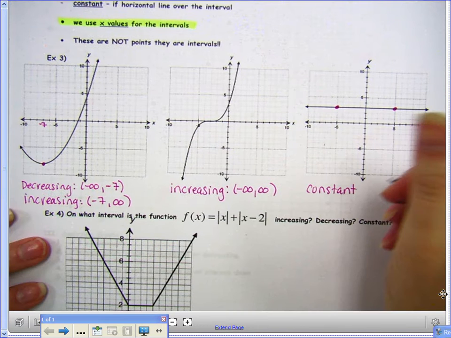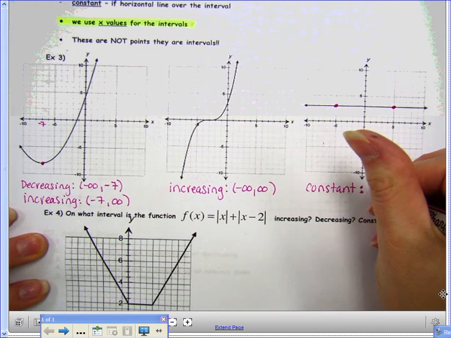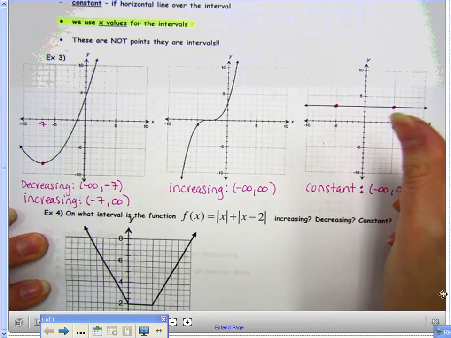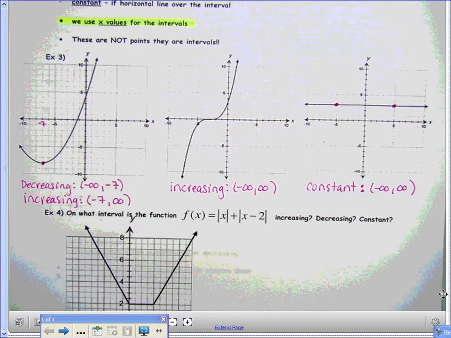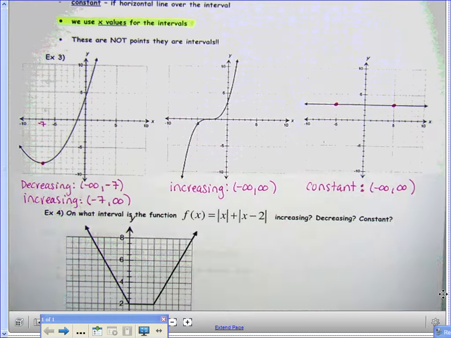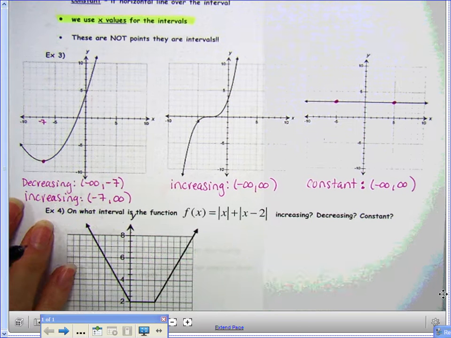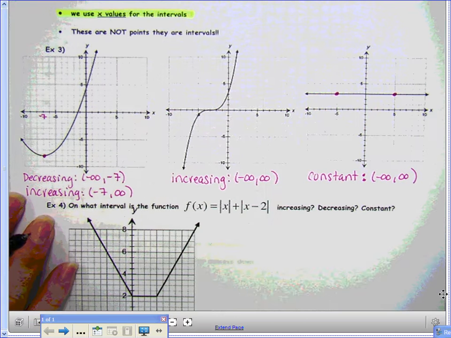However, in this case, since we have those arrows on the ends of our graph, it actually is constant from negative infinity to infinity, and of course we don't use brackets around infinity. However, if it was from negative 5 to 5, I would do bracket, negative 5 to 5, bracket, and say it was constant. Questions on those three? So for the other two, you don't use brackets?